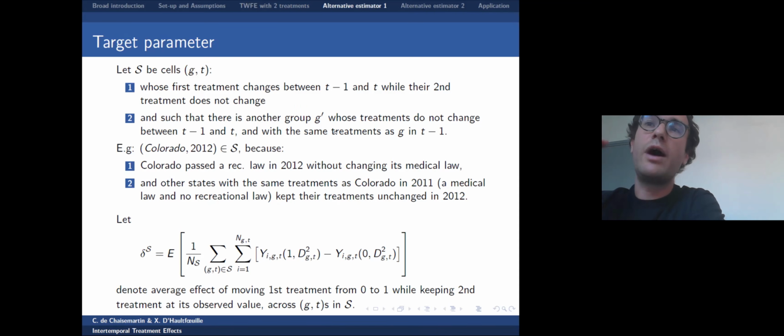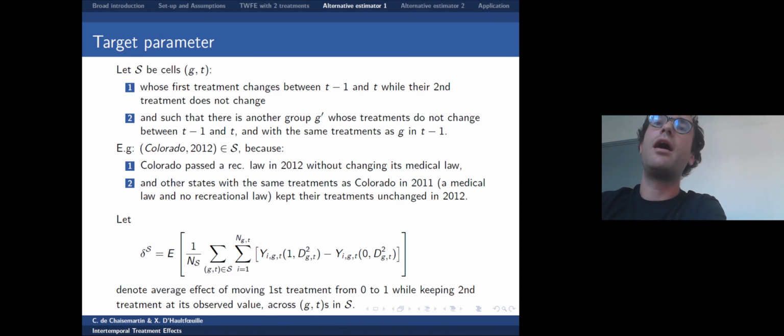We need to have at least one other group G prime whose treatments are not changing from T-1 to T, and that had the same two treatments as group G in T-1. So for instance, Colorado 2012 would belong to this switching cells set because it passed a recreational law in 2012 without changing its medical law. So the first treatment changed, second treatment did not change.